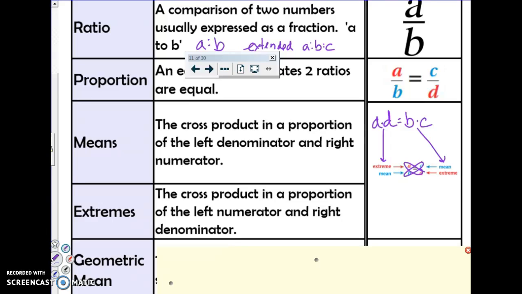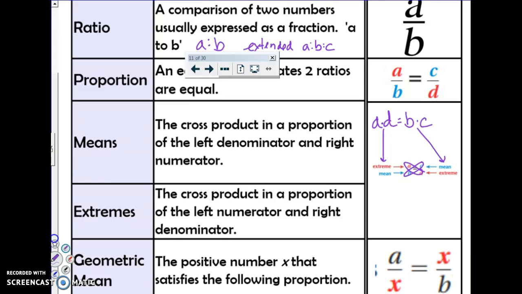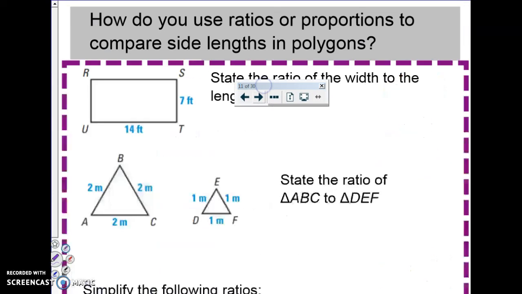And that goes along with what's known as a geometric mean. A geometric mean is usually when you're using the same measurement in both of the spots for the means of a proportion. So notice this example, I have A to X, so A to X is set equal to X to B. And what happens is you end up with an X squared. And so we're going to practice how to solve geometric means as well. All right, I'm going to move on to the next page. So if you need anything, make sure you pause it, and I'm going to get going.